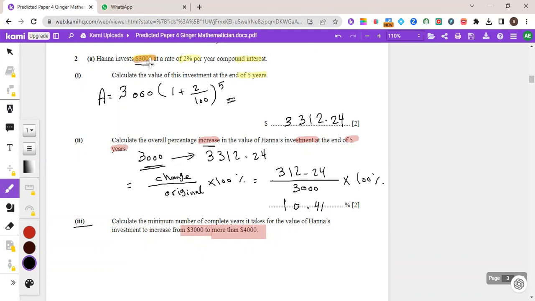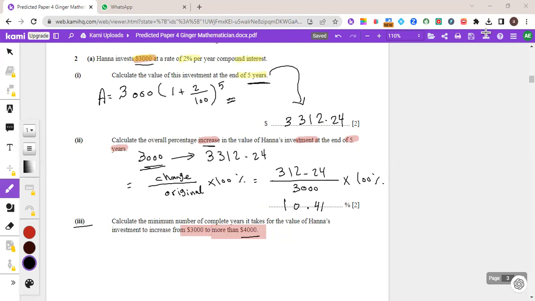What is the amount she has? 3,000. The question is, after how many years the amount will be more than 4,000? She invests at a rate of 2%, so we're going to use the 2% to find out how many years it would take. You see here, after 5 years, she has 3,300. After how many years will it reach this amount?